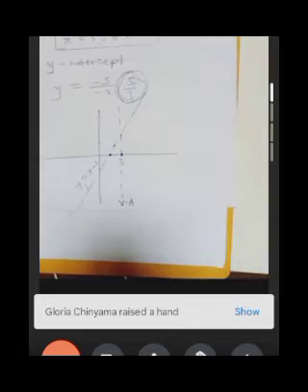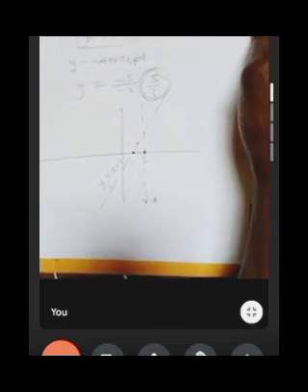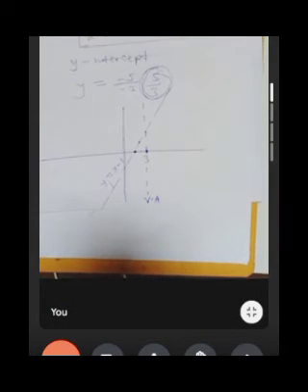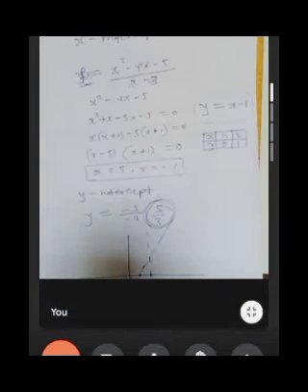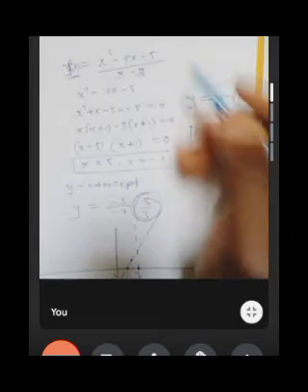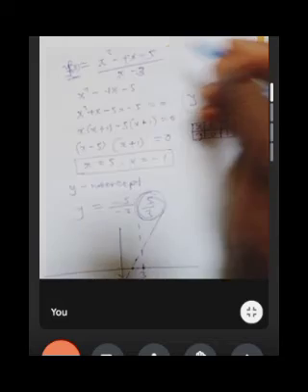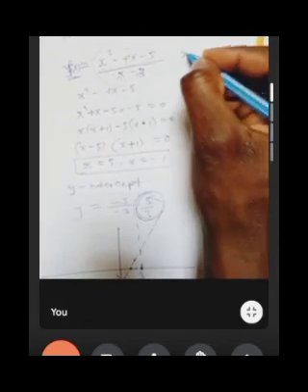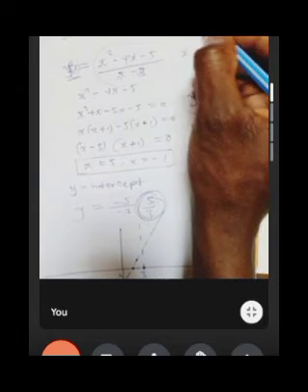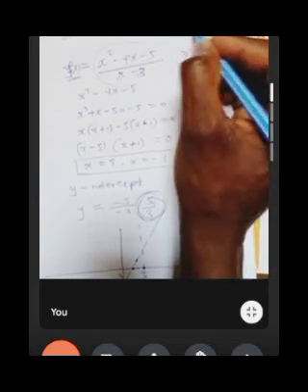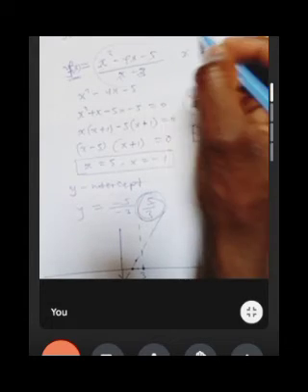You have a question? On the y-intercept there, how did you come up with 5 over 3? If we say for y-intercept, to get y-intercept from this equation, you have to say x has to be equal to 0. Now if you put 0 here, 0 squared minus 4 times 0 minus 5 over 0 minus 3.